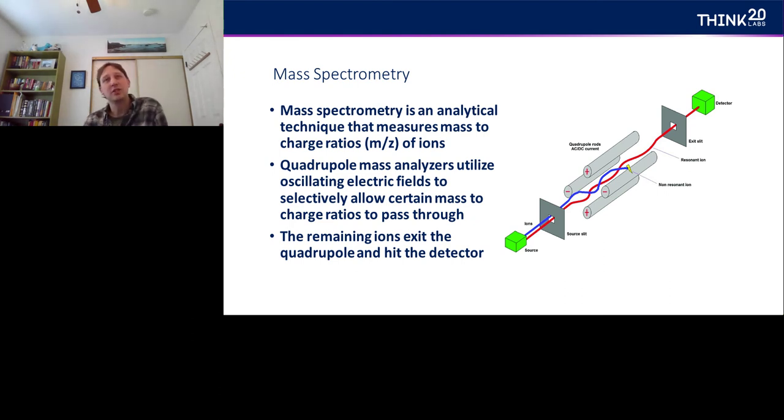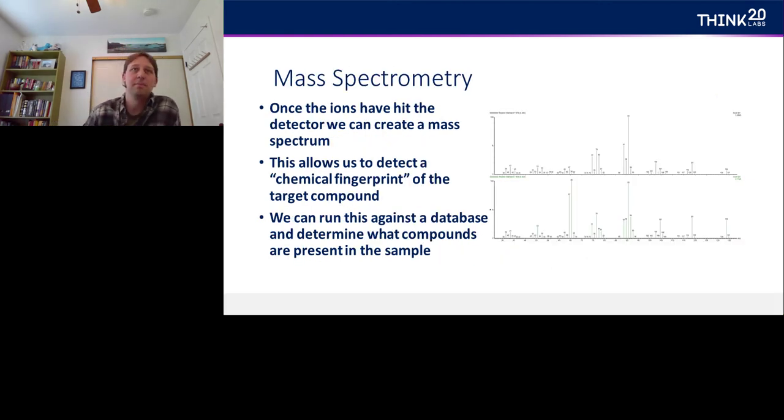So it's 4 rods that utilize an oscillating electric field that only allow certain masses through. So it helps us eliminate significant noise from entering the detector, which allows us to have a quick runtime and then also be able to definitively determine what analytes we're looking at. So the detector in this case is an electron multiplier tube. So it basically amplifies the signal. And then we're able to collect a mass spectrum.